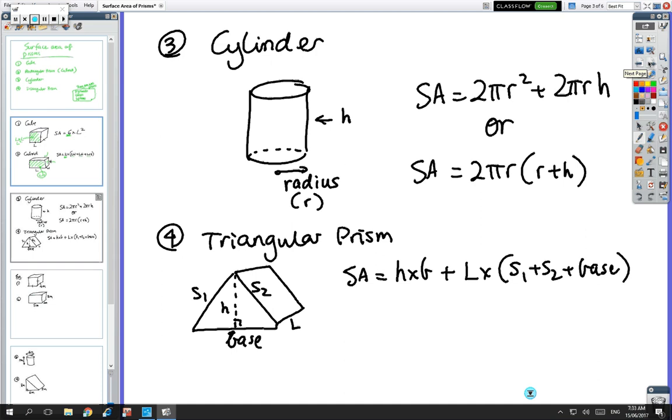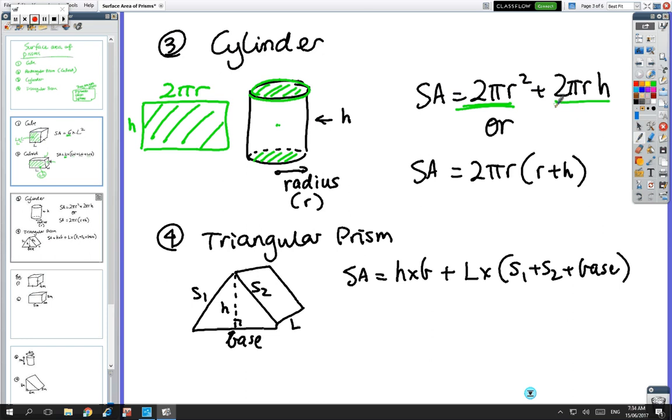Okay, the cylinder has a circle at the top and a circle at the bottom. So we have 2 circles. Each circle is pi r squared. And then this curved part, when you open it up, the distance around the outside is the circumference, which is the 2 pi r of a circle, and then we're timesing by height. So that's a rectangle. So the curved part is 2 pi r h. So this part here is called the curved part, and this is the top and bottom.